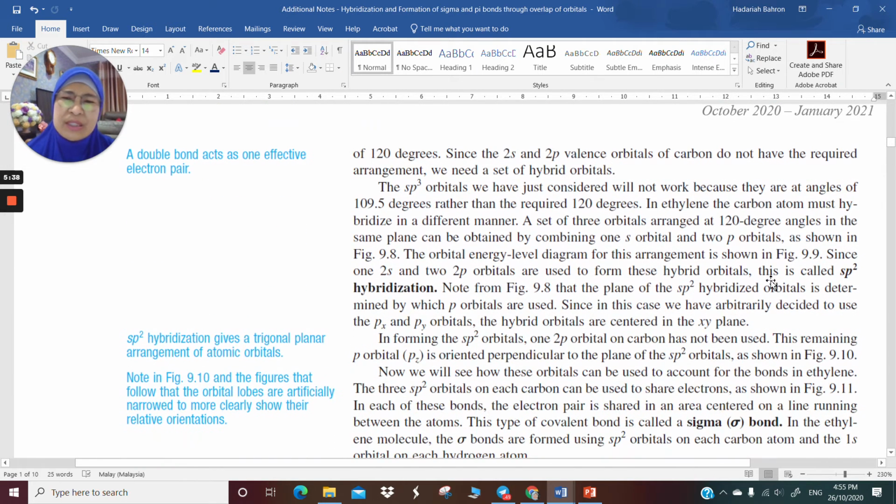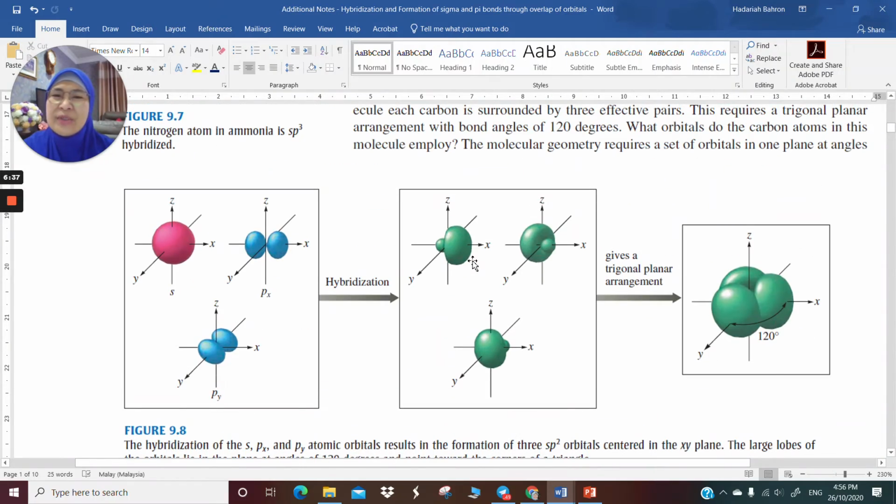This I covered previously, so it shouldn't be a foreign concept for you. Now, a double bond acts as one effective electron pair. The sp3 orbitals that we talked about for ammonia and for methane have an angle of 109.5, but sp2 has an angle of 120 degrees because the 360 degrees in one round is divided equally into 3 bonds. So we have a 120 degree angle for each one. So a set of 3 orbitals arranged at 120 degrees in the same plane can be obtained by combining one s orbital and 2 p orbitals, as shown in figure 9.8.